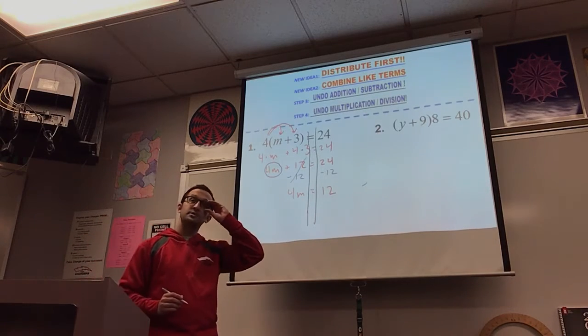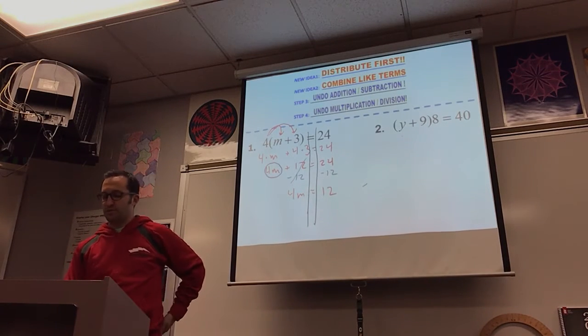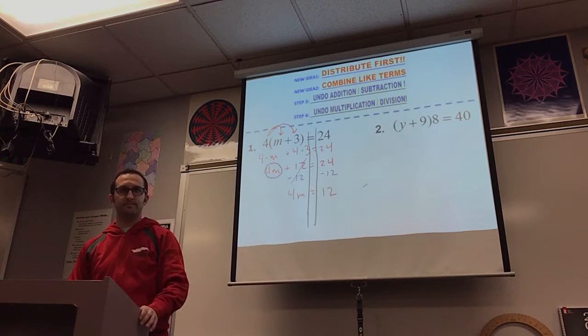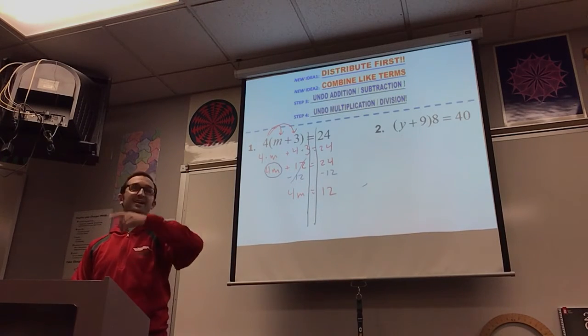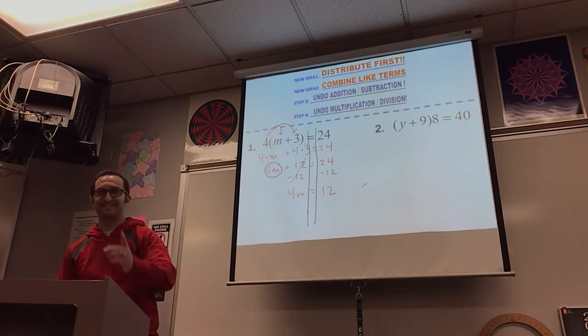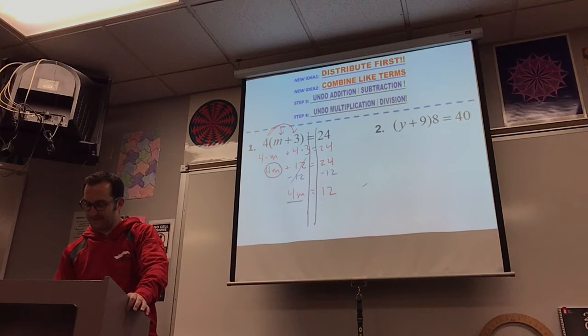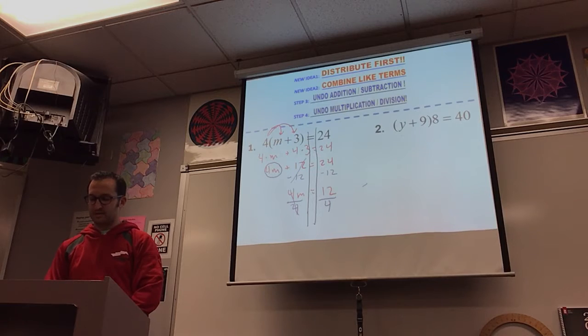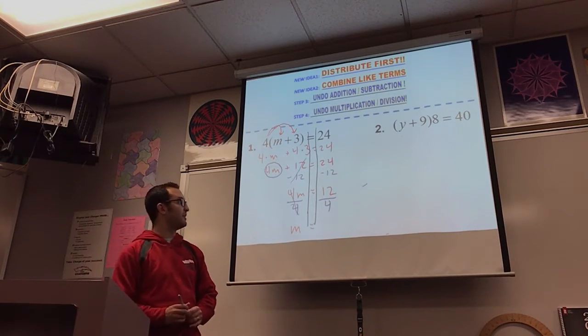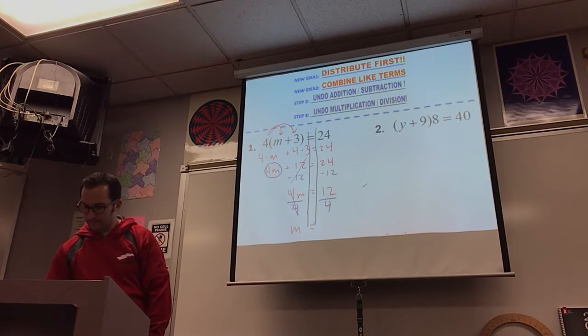So the 4 times m, what do I need to do? What inverse operation is that? Okay. I was making eye contact with Landon. Good, I need to do divided by 4. Cancel that stuff out. And what's not canceled out on the left? M. And then on the right side, 12 divided by 4 is 3.